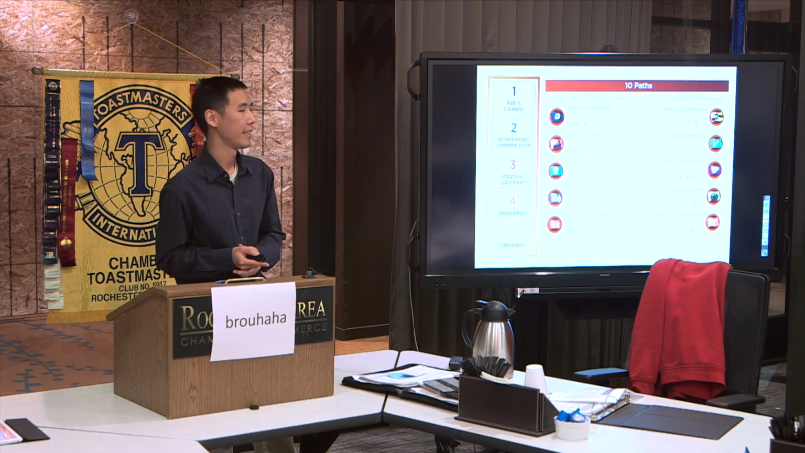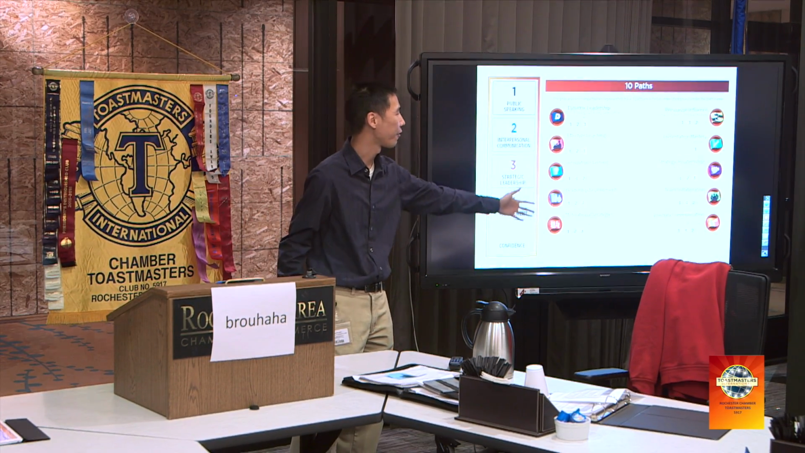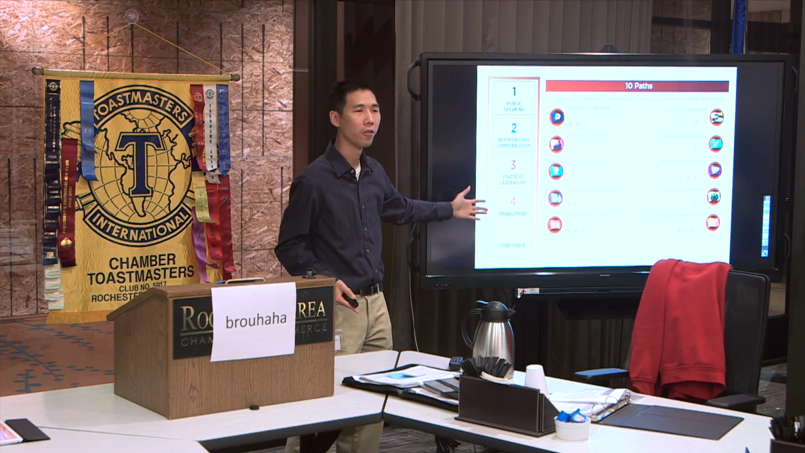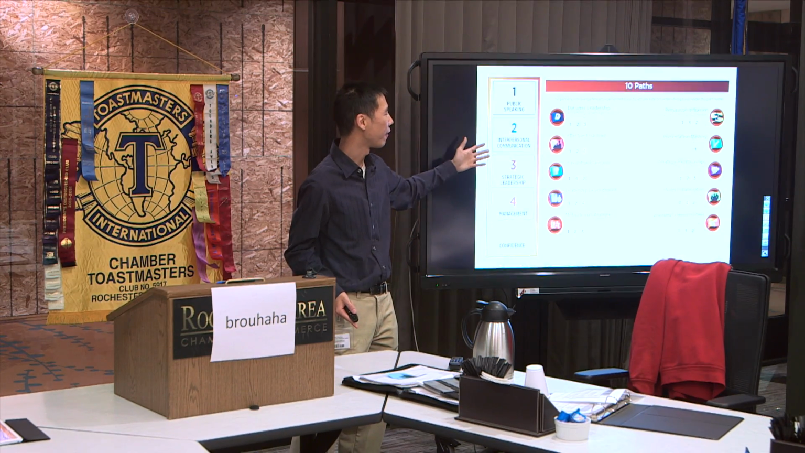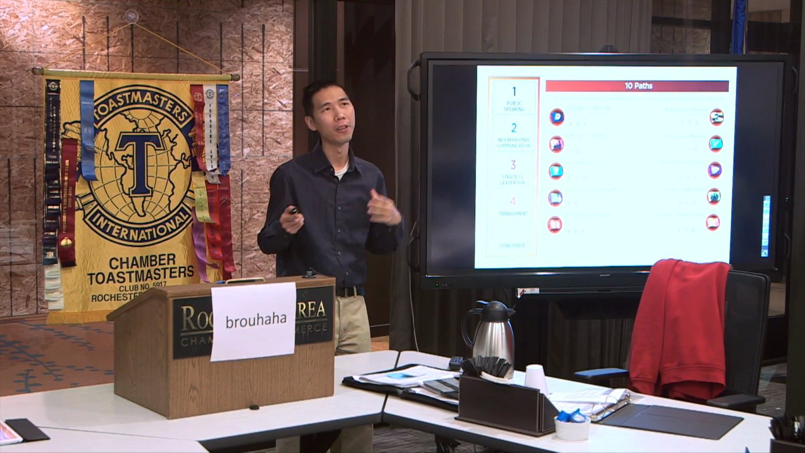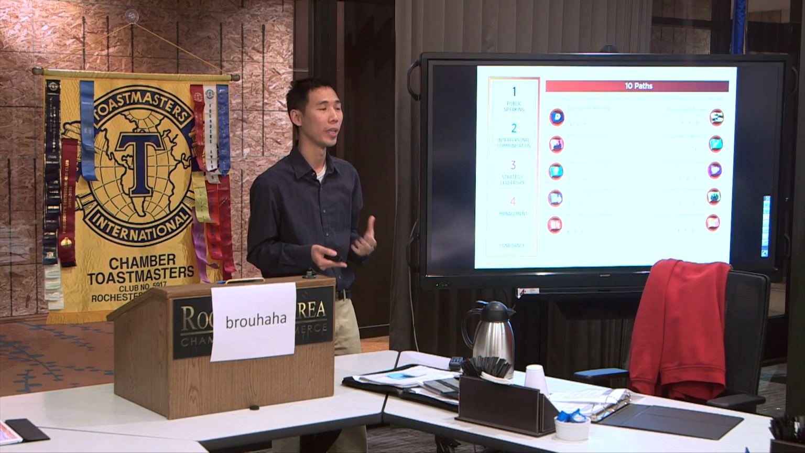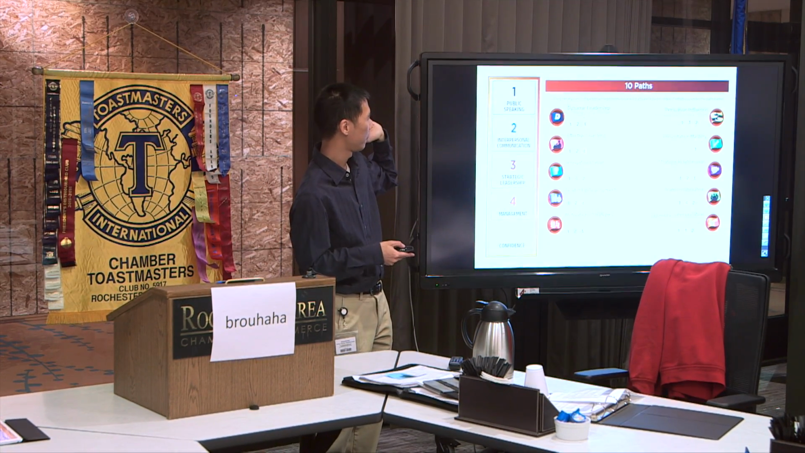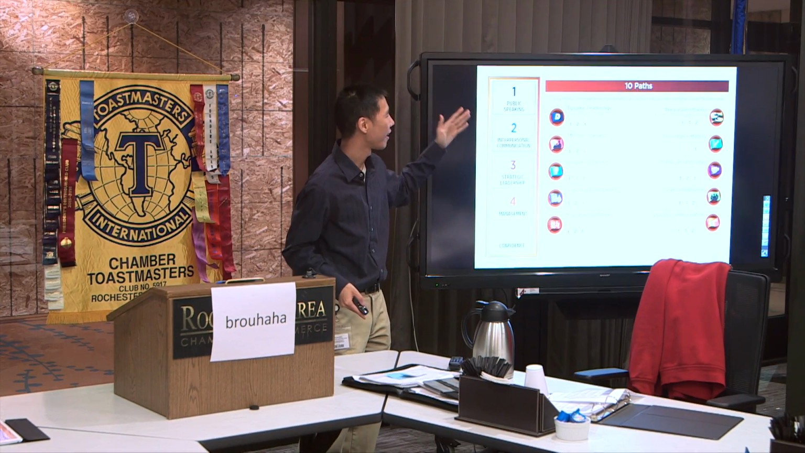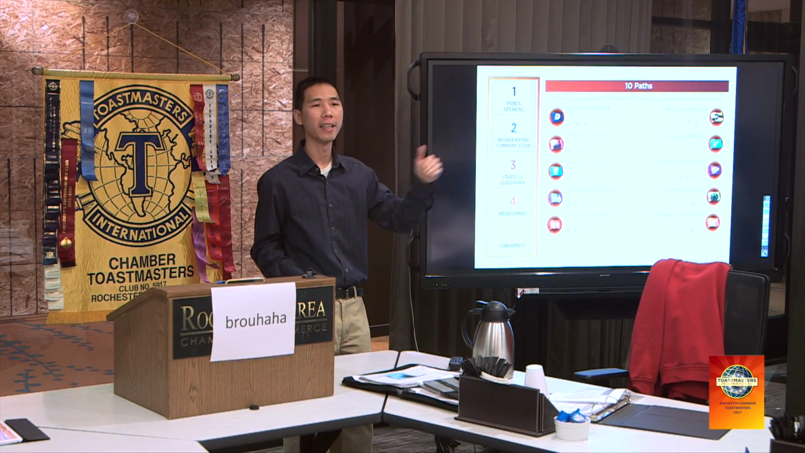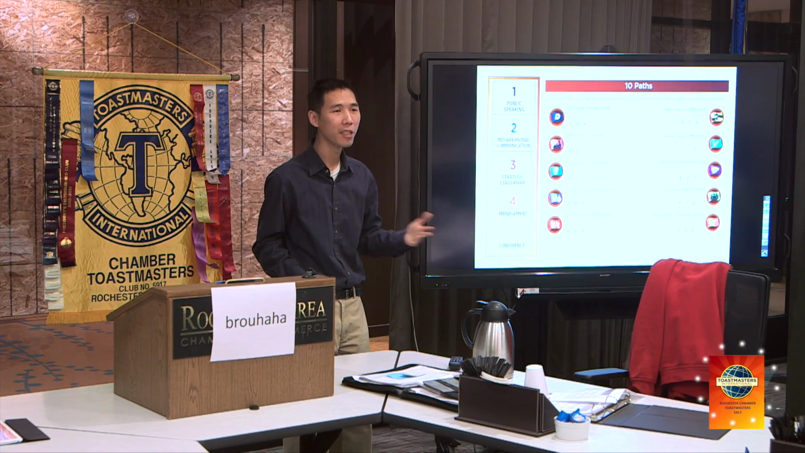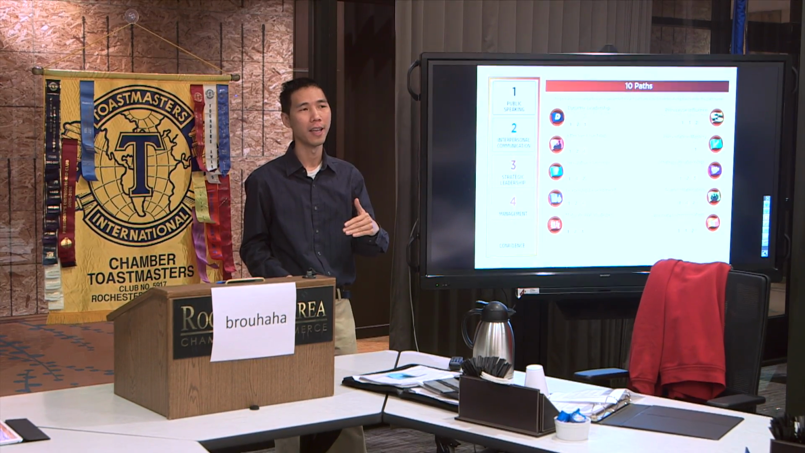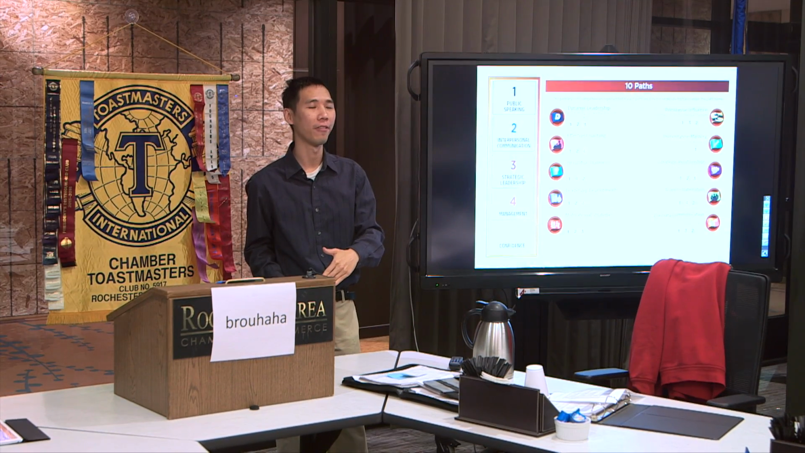So what is Pathways? Pathways has 10 different paths that you can choose from, and each path has different levels. These levels represent the different levels of achievement that you can reach in each path. You start out at level one, and then you advance through the projects. You complete a project, and there might be one or two speeches and one or two projects in each level. Once you complete all the projects in level 1, you can advance to level 2.